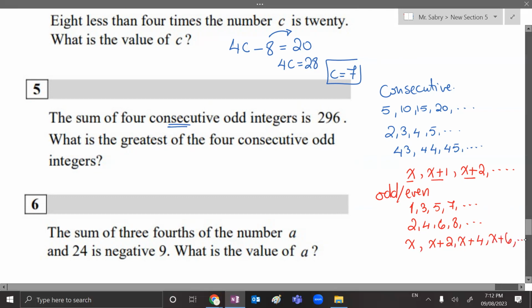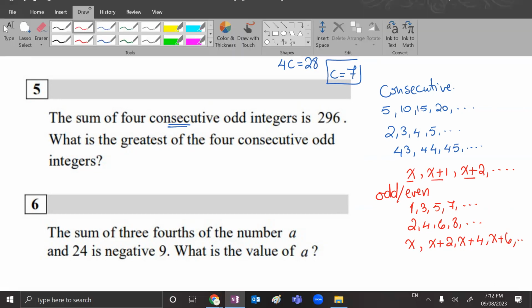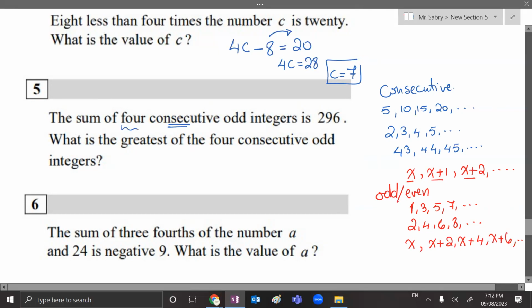I'll keep adding 2. Here in the question, it says the sum of 4 consecutive odd numbers, and I don't know them. If the first is x, the next will be x plus 2, then x plus 4, then x plus 6. These are 4 consecutive odd numbers. Their sum, the addition of them, equals 296. So now I have an equation, and I can solve it.